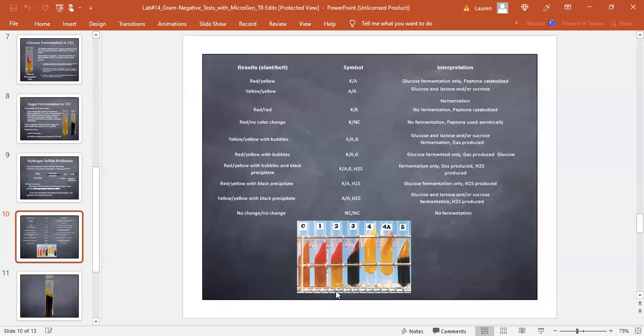So if I were to ask you a question about number two, and I said, was lactose fermented, what would you tell me? Lactose was not fermented, correct. What about sucrose? Was that fermented? No. So yes, only glucose, right?